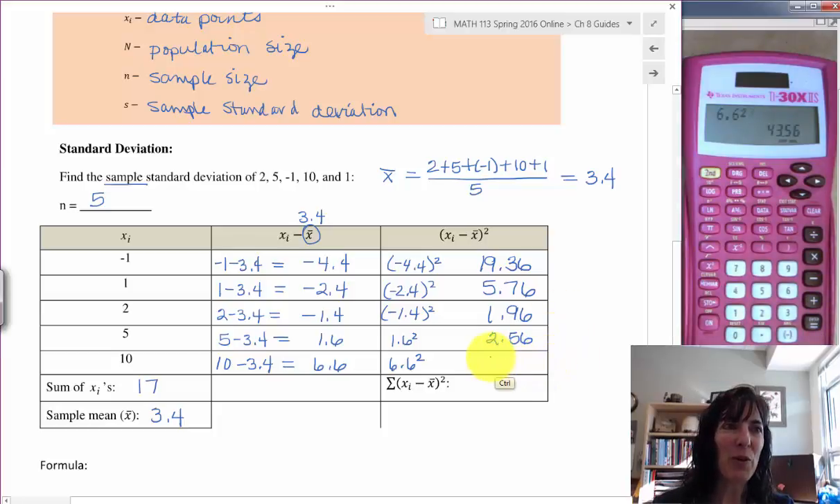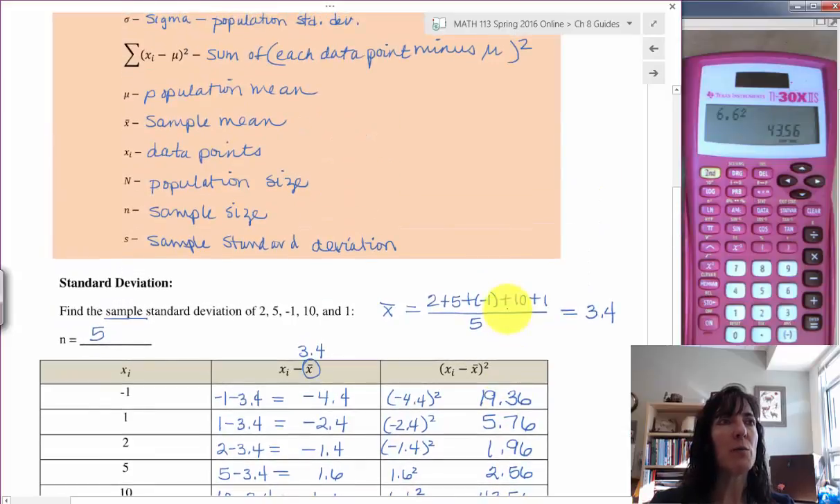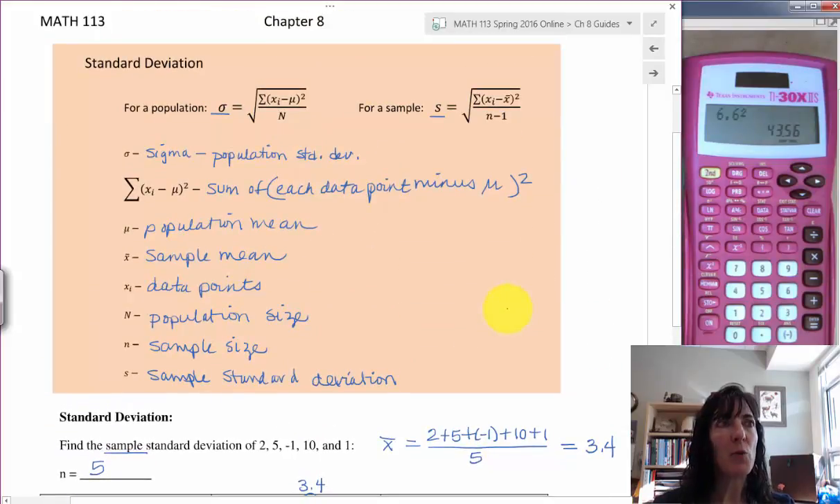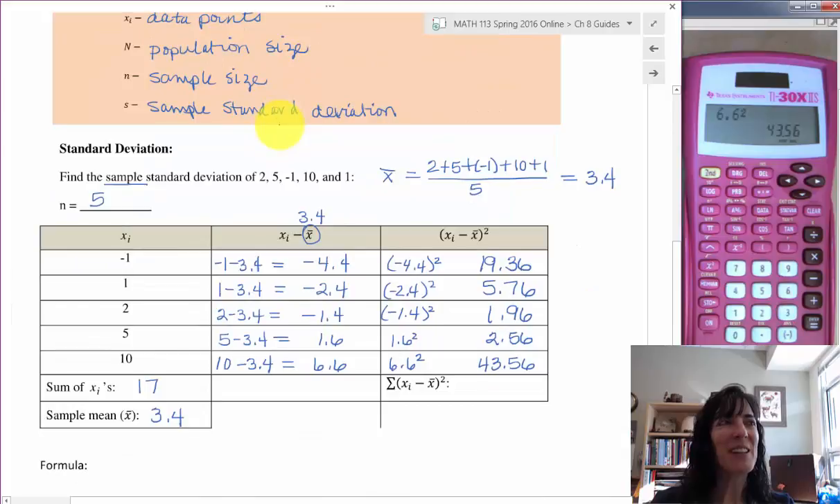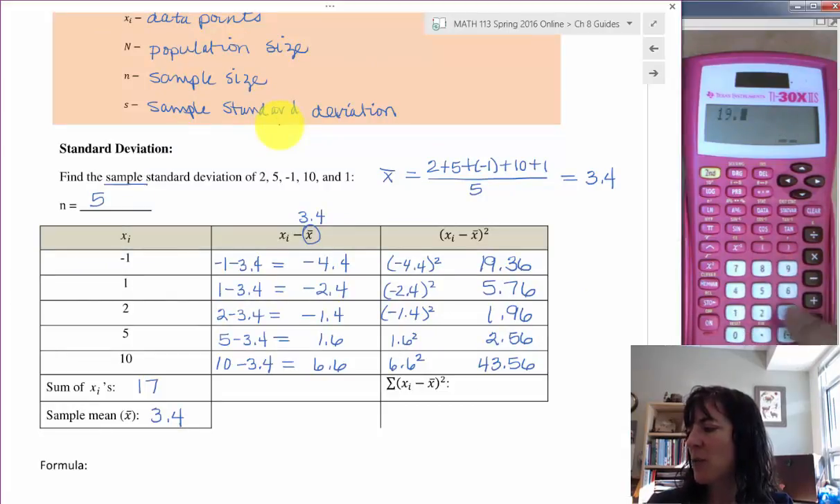I get 43.56. Now at this point, my formula says I have this quantity squared, and then I'm going to need the summation of it. If we slide up just a hair, we can see what we've done so far is found the difference from each data point to the mean and squared it, and now we have to sum that up. Then we will divide by our n, and then we will take a square root. And I might be on the wrong formula here, because this is a sample. Yeah, so I was on the wrong formula.